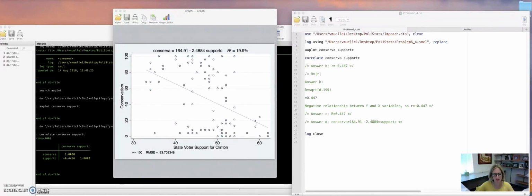Part G asks us to use the regression equation to predict the conservatism score for a senator with voter support of 50. Here you just take this formula and plug in the value of 50 for where supportc is. Quite simply, the answer for G is the following: 164.91 minus 2.4884 times 50, which is around 40, depending on how you round your decimal points.